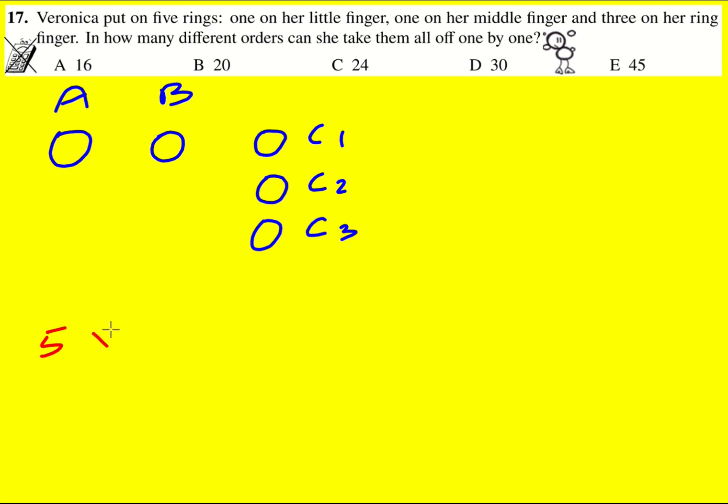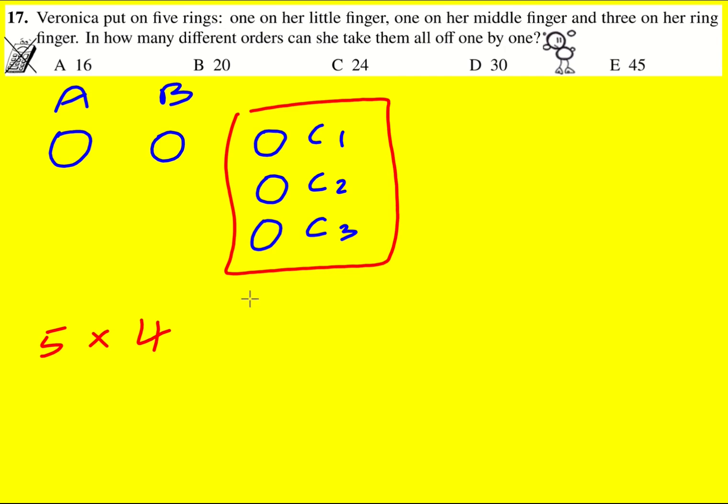And then ring B, let's say we've decided on the order of A. Within that, there's going to be 4 options for B. So if we've taken ring A off first, then ring B can be taken off second, third, fourth, or fifth. But it can't be taken off first because I've already taken that up. And then when it comes to these, actually they have to come off in, first of all, let's imagine the finger is kind of here. It has to be that we take C1 off first, then C2, then C3. So actually there's only one way we can take each of these off. So that gives an answer of 20.